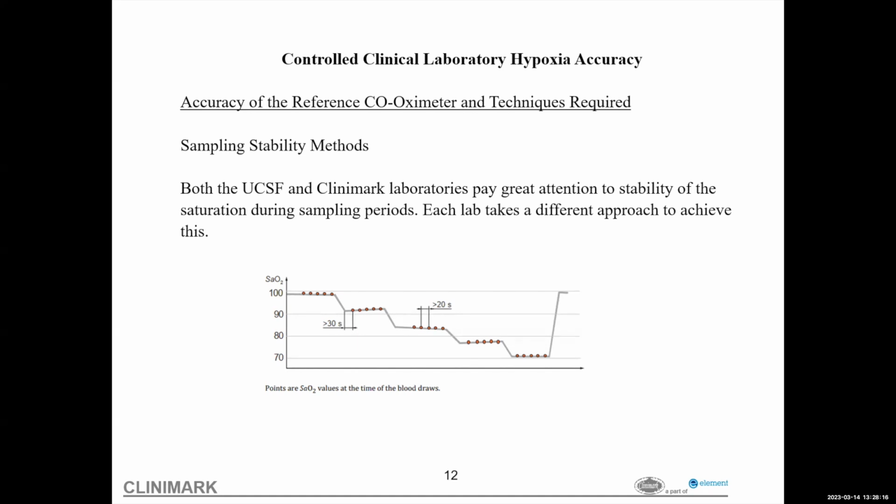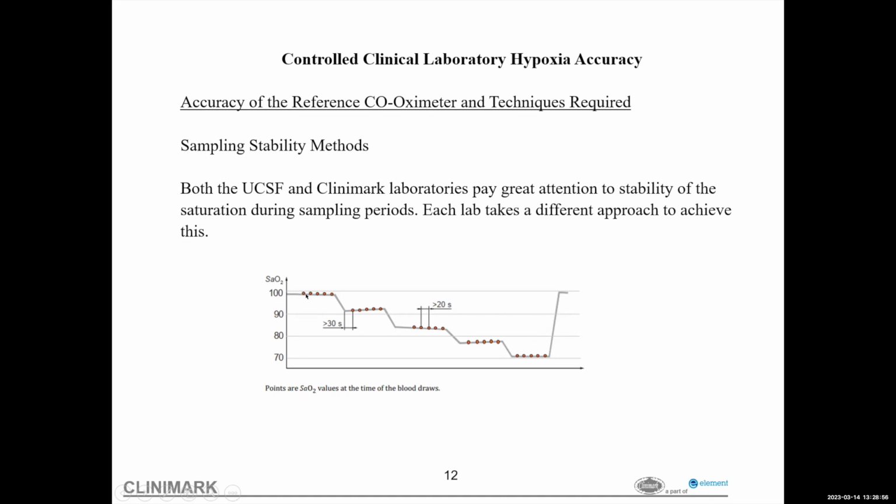Now, sampling stability methods is what I'm going to end with here. I'm looking forward to John Weiner's presentation. He's got a much cooler presentation than I do on this. But the purpose is to maintain a stable SaO2 period, so that while we're drawing the arterial sample, here's an example of 4 samples or 5 samples being drawn at each of these plateaus. And you'll see that we have a little bit of drift intentionally in this graph because that reflects reality.